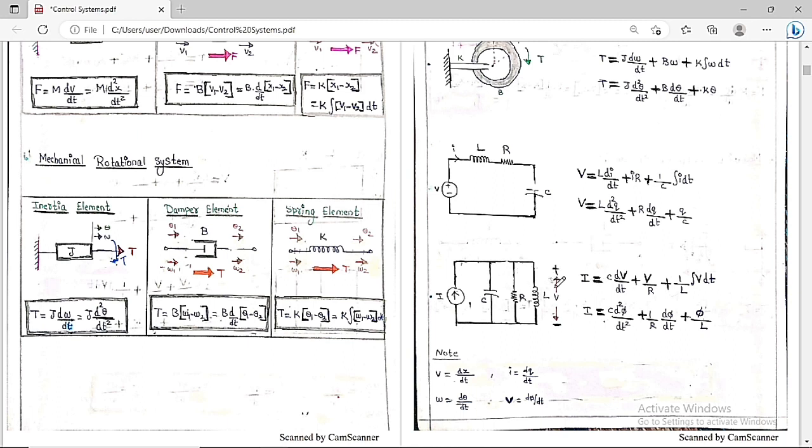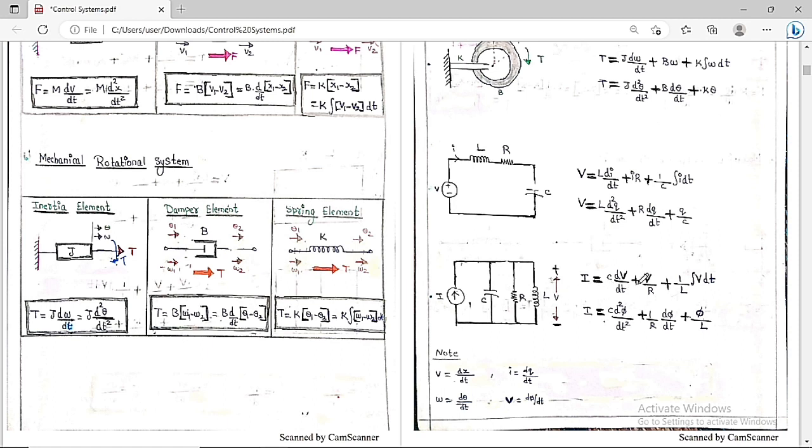So I is equal to the current to the capacitor, which is C dV/dt, the current to the resistor is V by R, and the current to the inductor, where V is equal to L dI/dt, so I is nothing but 1 by L integration of V dt. So this is the overall equation for this system.